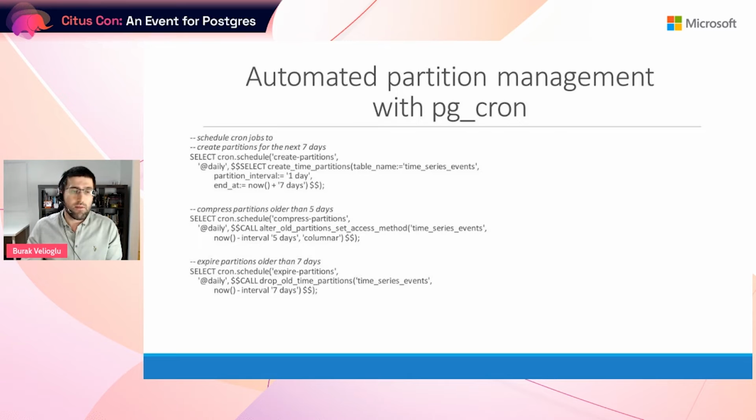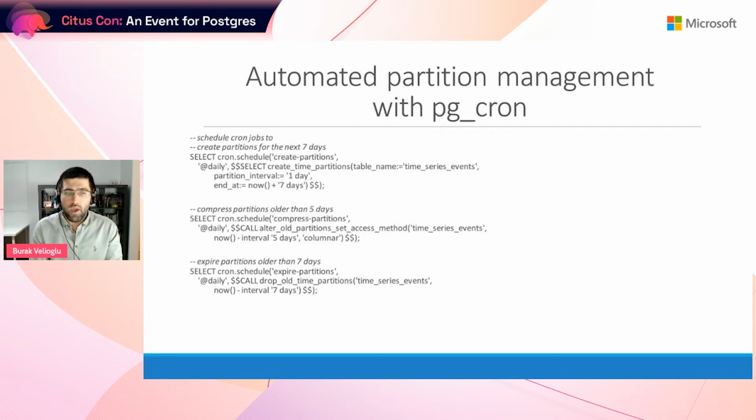You can give any name you want. And again, let's say you schedule it daily. You can change the schedule, by the way. You can use the cron-based schedule, so you can change it to anything else from daily. But right now, for our purpose, we are using daily schedules. So you can again schedule your alter old partition set access method to compress your partitions older than 5 days, and you can completely forget about compressing your partitions older than 5 days, because pg_cron together with Citus will handle compressing your data.